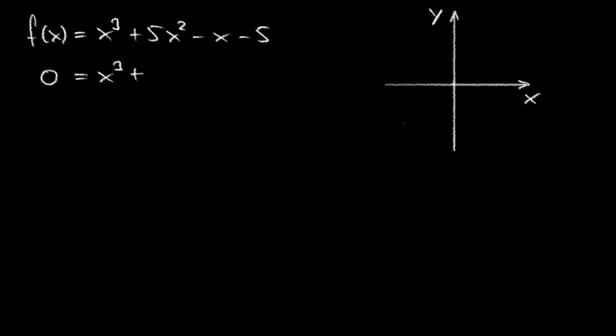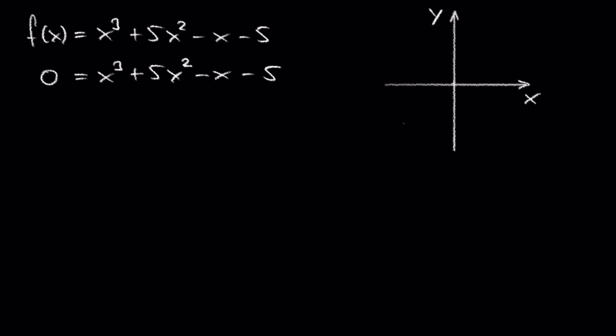How can we find the zeros of f of x equals x cubed plus 5x squared minus x minus 5? Recall that we set f of x equal to 0 and then we solve for x to find the zeros. So we can write 0 equals x cubed plus 5x squared minus x minus 5. This is the equation we have to solve.